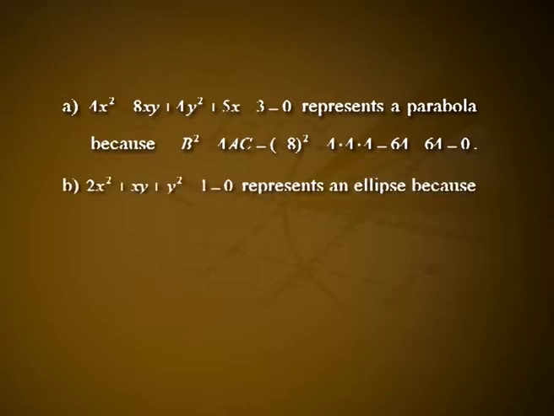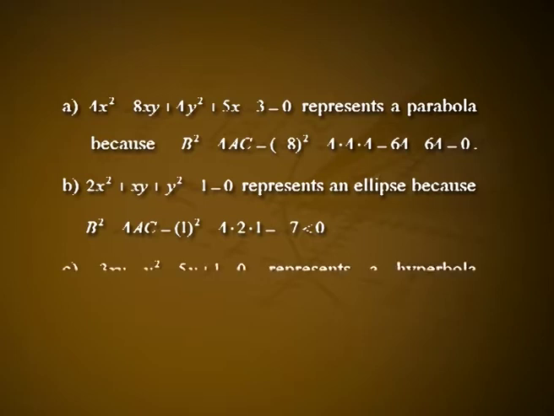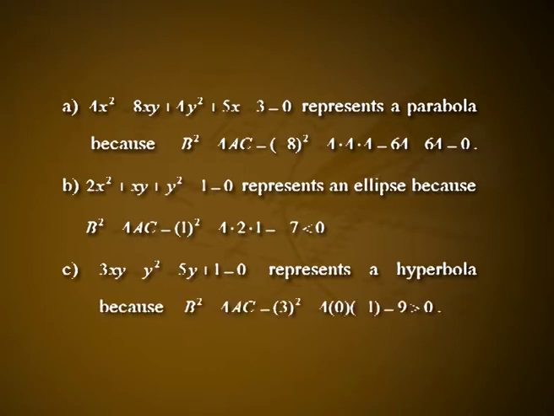B. 2x square plus xy plus y square minus 1 is equal to 0 represents an ellipse because b square minus 4ac is equal to 1 square minus 4 into 2 into 1, which is equal to minus 7, less than 0. C. 3xy minus y square minus 5y plus 1 is equal to 0 represents a hyperbola because b square minus 4ac is equal to 3 square minus 4 into 0 into minus 1, which is equal to 9, greater than 0.